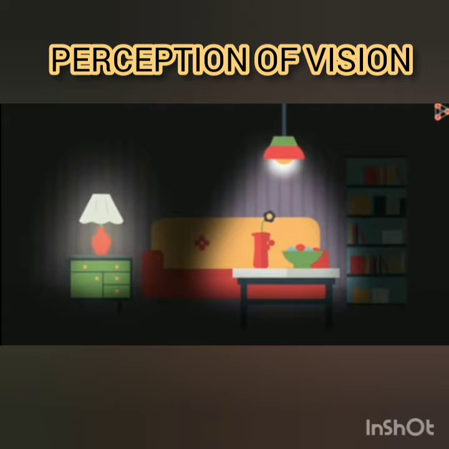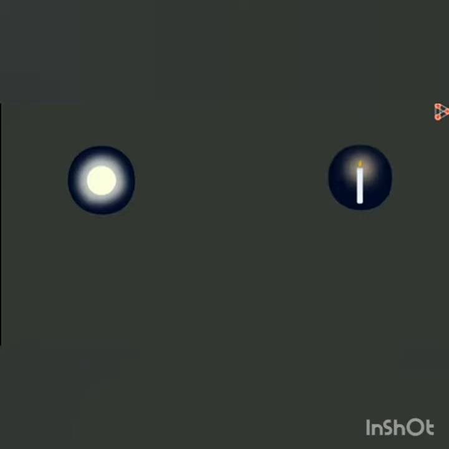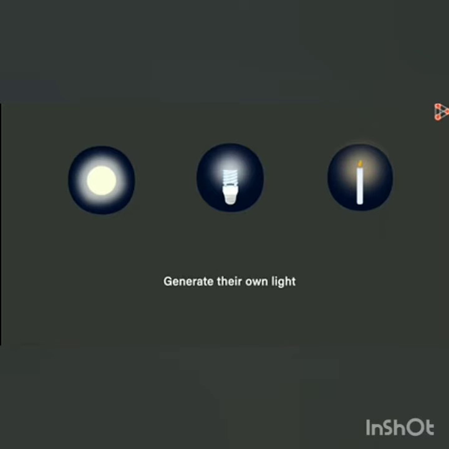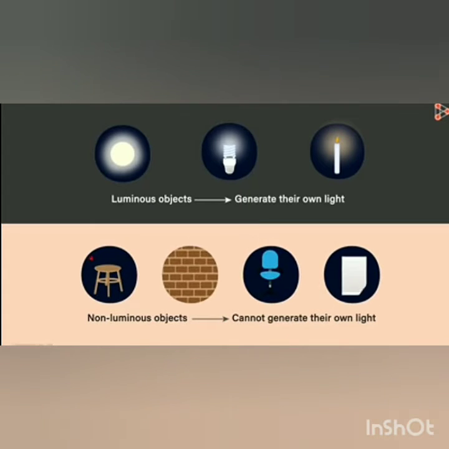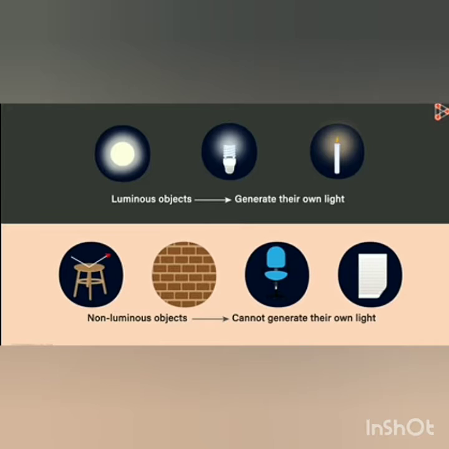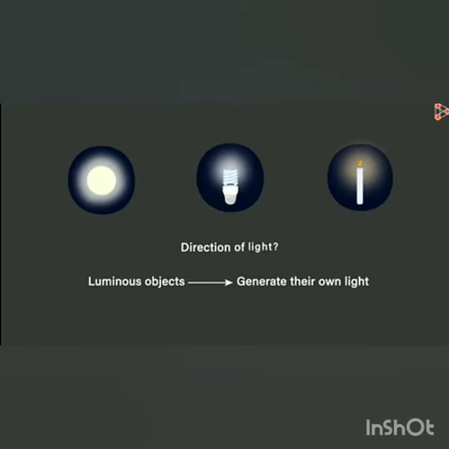So in our last video we learned about the perception of vision. So we saw how the luminous objects are visible to our eye. Also we saw how the non-luminous objects are visible to our eye. Because non-luminous objects cannot generate their own light, they reflect light and thus they become visible, right? So today we will be learning how this reflection actually happens, the phenomenon of reflection.